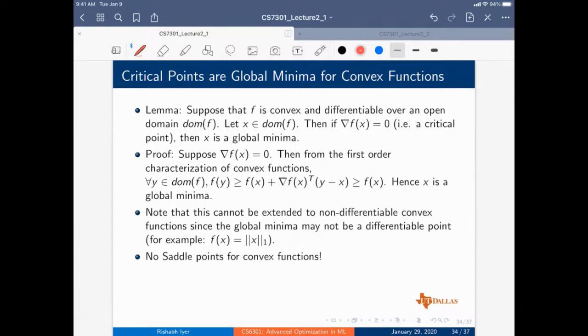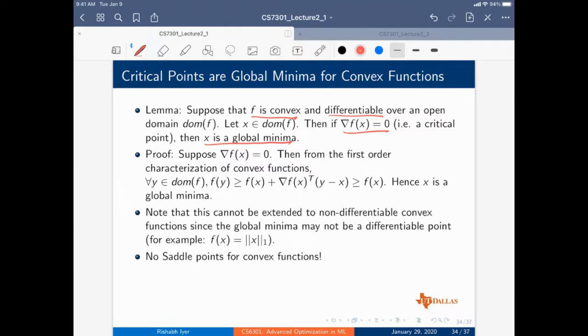Okay, so the next interesting result shows that the critical points of convex functions are going to be global minima. Essentially what this means is that if the function f is convex and differentiable, and the gradient of f at x is equal to 0, that is, it's a critical point, then x is a global minima.